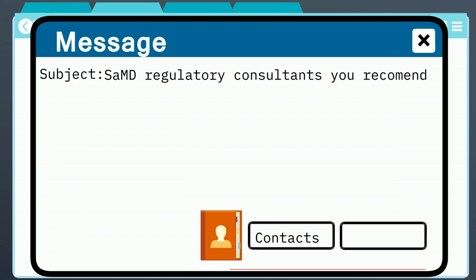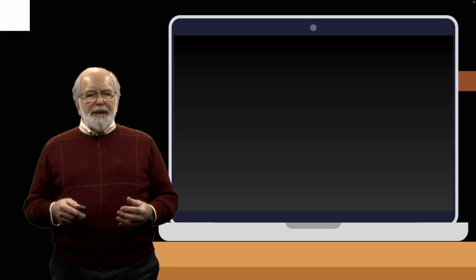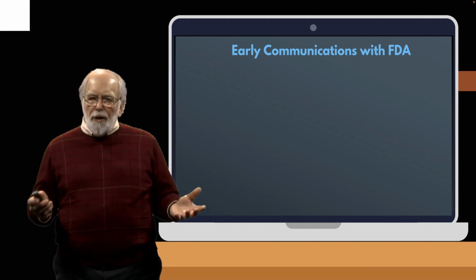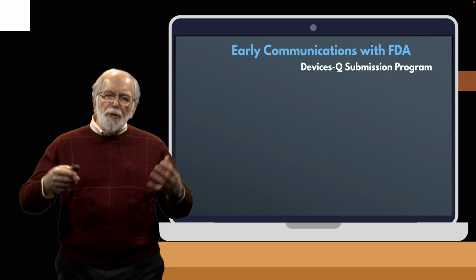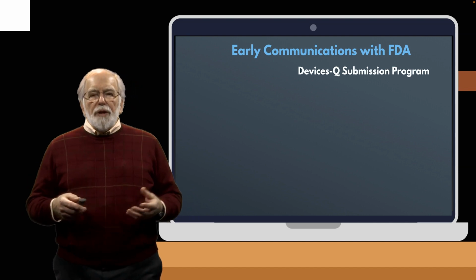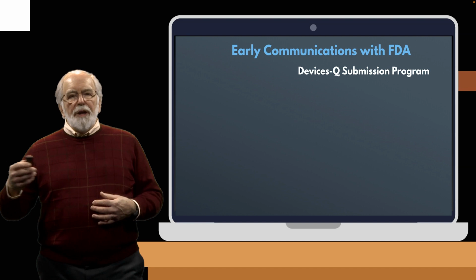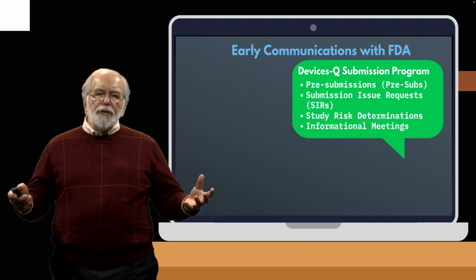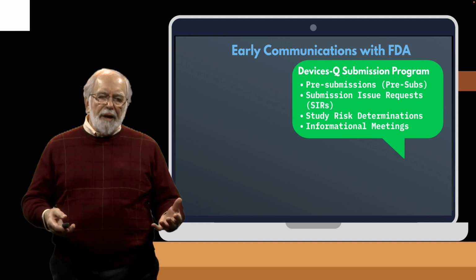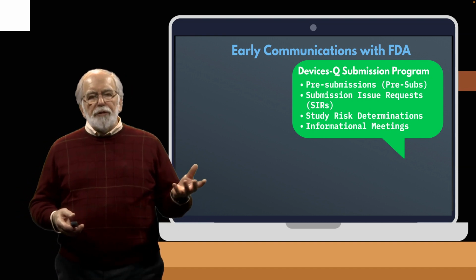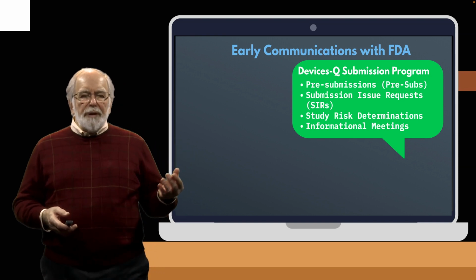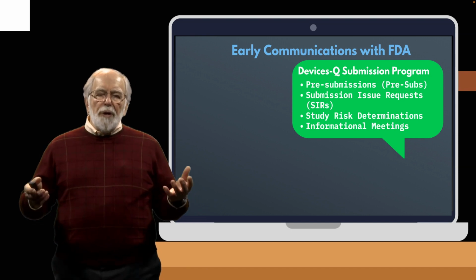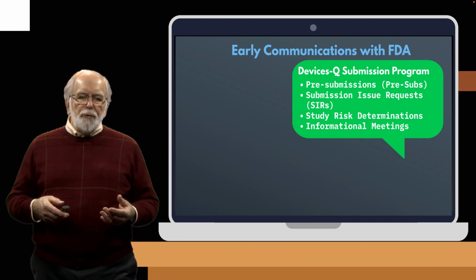It's always a good idea to go talk to the FDA, and the FDA encourages companies to speak with them early and often. They want to make sure that you have all of the right information going into a development process and going through an approval process. And you can expedite that whole process by actually talking to the FDA, whether it's a pre-submission document, whether it's submission issue requests, whether it's study risk determinations, or whether it's just an informational meeting for the strategies that you've put together.